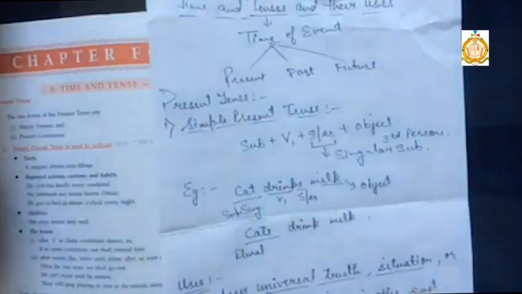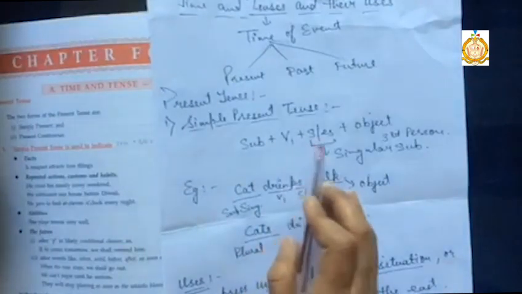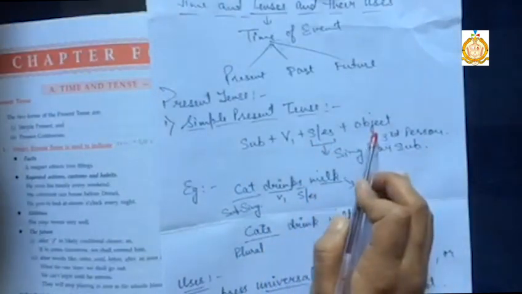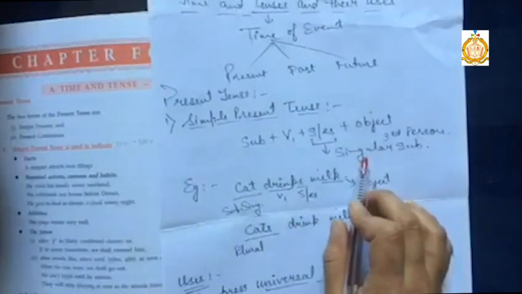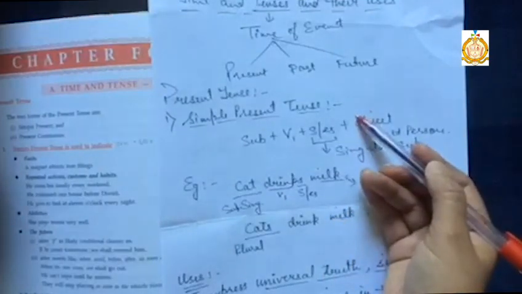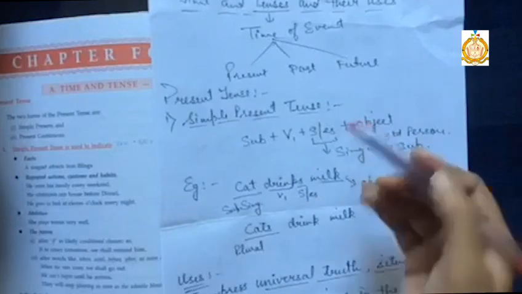Simple present tense. Its formation is subject plus verb's first form plus s or es plus object, and s and es will only be used with the singular third person. Please do one thing: write these formations of all the tenses and their uses in your English notebook.